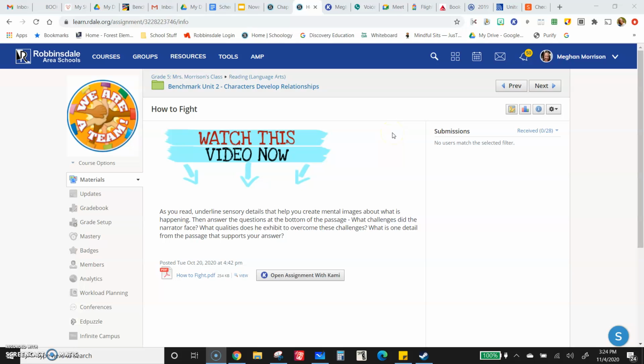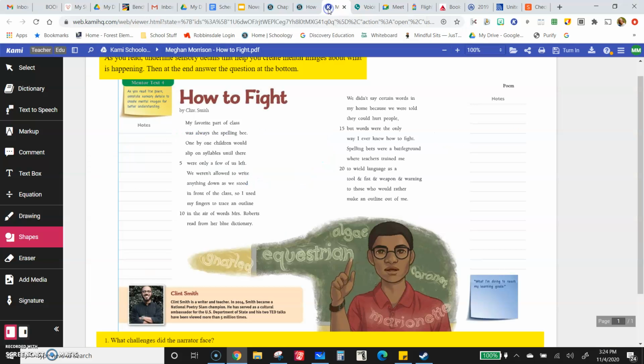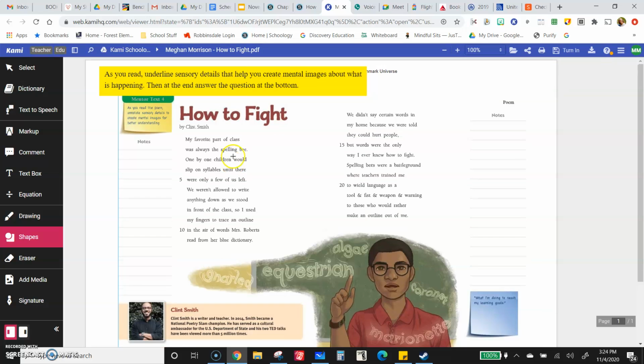Okay, this story or poem, it's another poem, just like the last one, is called How to Fight, but it's not maybe what you're expecting. So let me show you what it is. This is a poem by Clint Smith, How to Fight. So you can see the picture, maybe it's not what you expected, and I bet once you read it, you will not think it's maybe what you expected either.